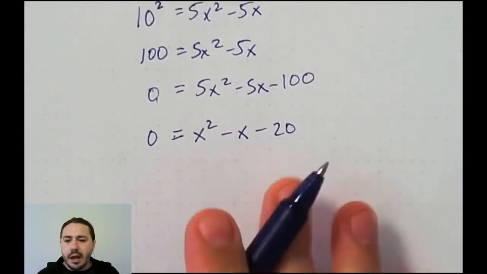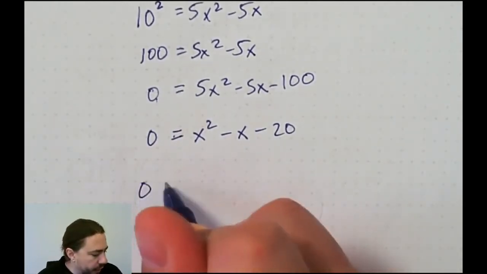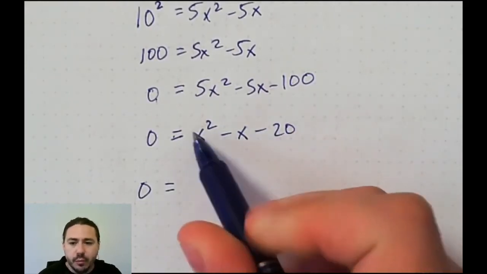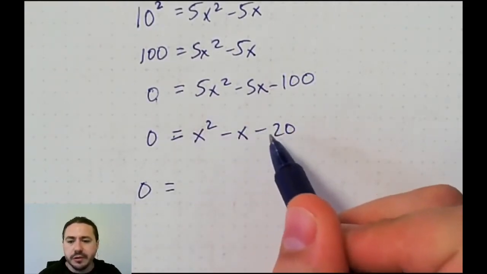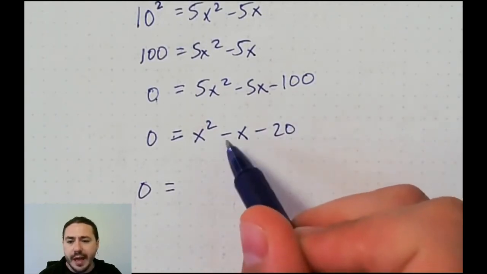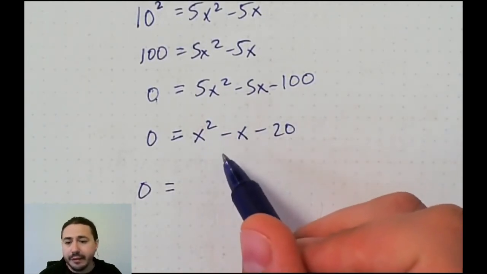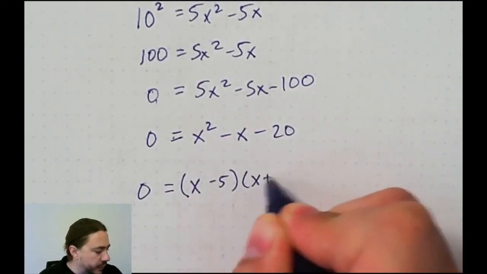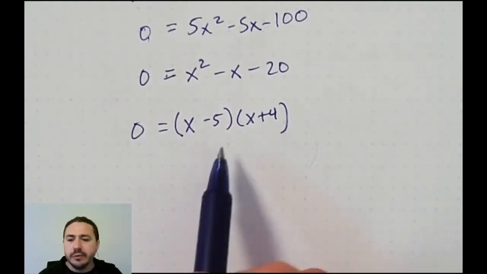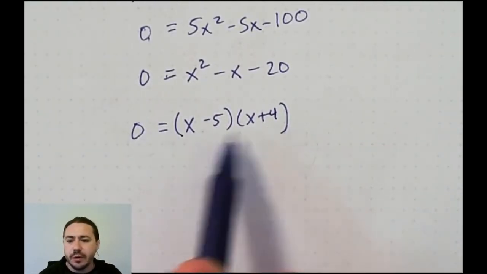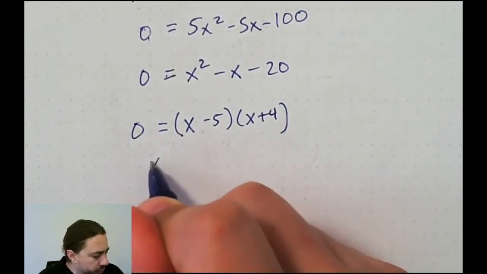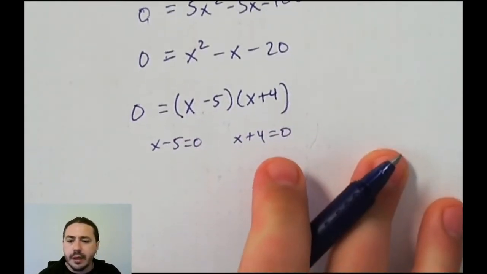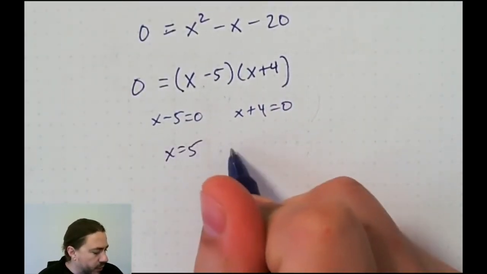And so I'm going to go ahead and factor this. I'm going to assume you know how to factor, but just real briefly, when that a value is 1, you're looking for two numbers that multiply to give you negative 20 and add up to negative 1. And that would be negative 5 and positive 4. So my factors are x minus 5 times x plus 4. Now we can use the zero product property, which states that at least one of these things has got to be 0. So either x minus 5 equals 0 or x plus 4 equals 0. That gives us x equals 5 or x equals negative 4.